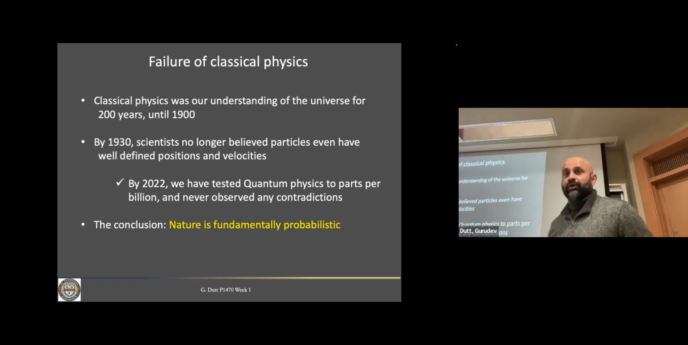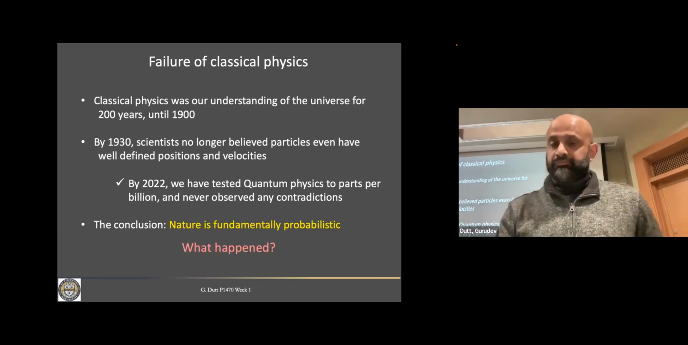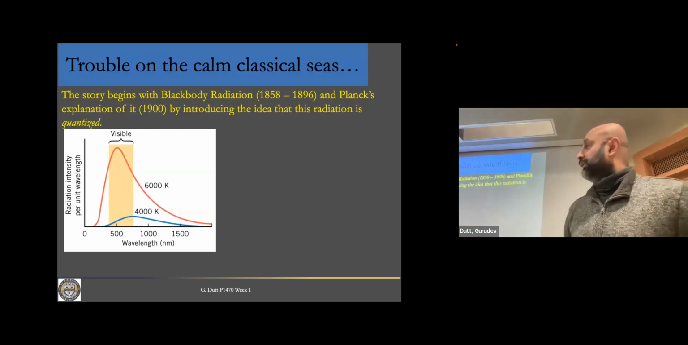And the conclusion out of all that is that nature is fundamentally probabilistic, even though it looks deterministic on large length scales, on macroscopic length scales, scales that you or I or most living creatures on this planet would find easy to understand. Everything looks deterministic. But when you get down to subatomic, small length scales, everything is probabilistic. So what happened?